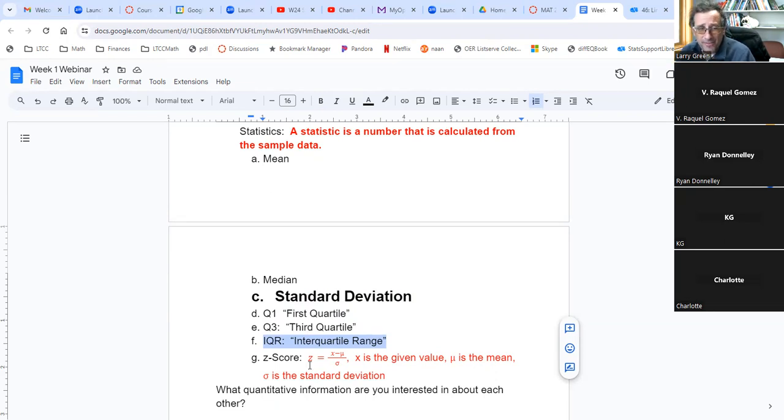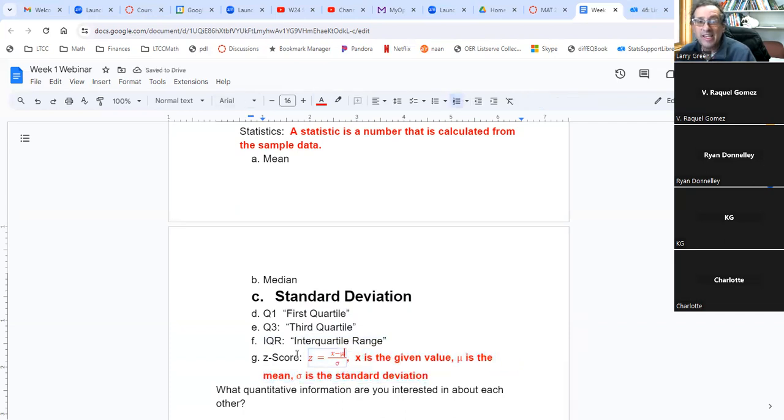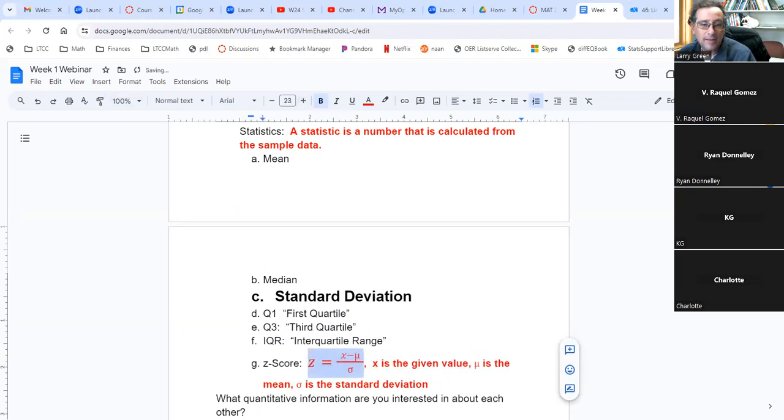All right, and then finally, another very important one, which I'm putting in red, and maybe I'll bold that one too because it's that important, and that is the z-score. The z-score, we have a formula for, and that's x minus, and this is a Greek letter. I'll make it bigger because it might be hard to see. There we go.